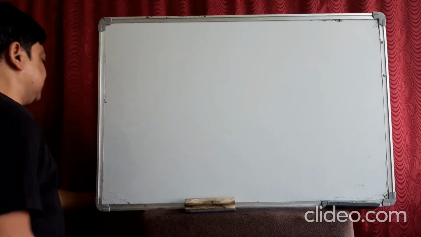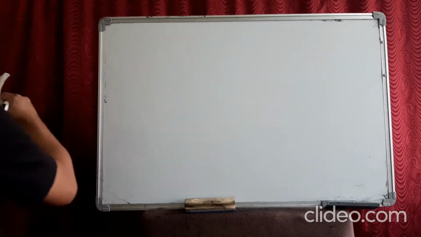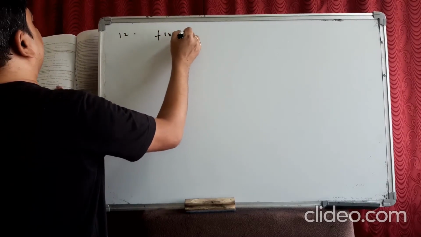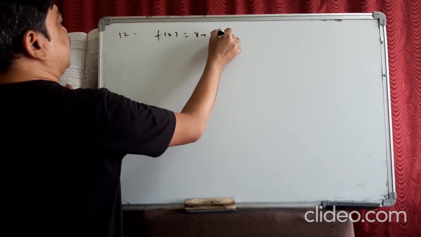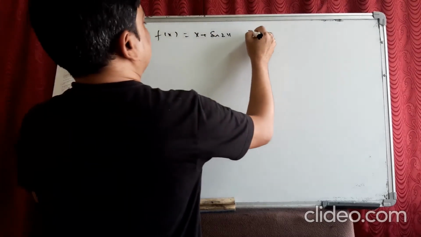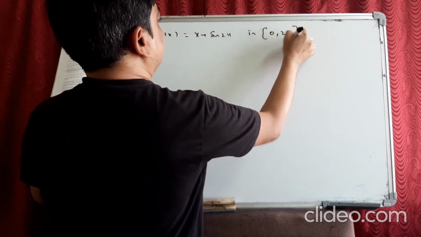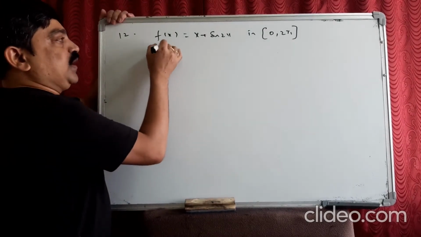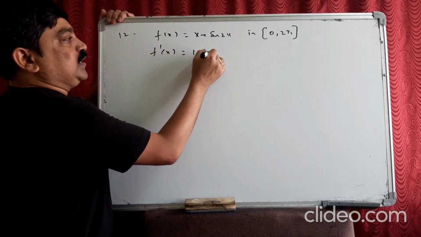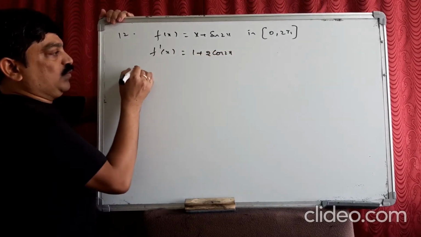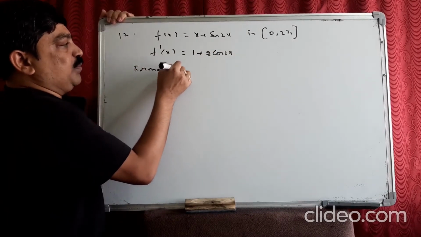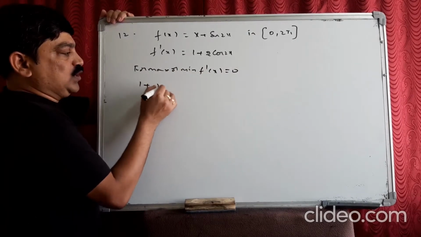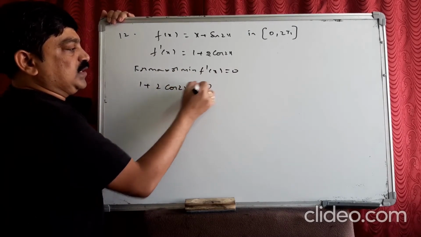See the 12th question. f of x is equal to x plus sine 2x. In 0 to 2 pi, we go with the absolute maximum and minimum functions. Okay, let us see. First of all, f dash of x is 1 plus 2 cos 2x. What we know? For maximum or minimum, f dash of x is 0. Okay, so 1 plus 2 cos 2x is 0.